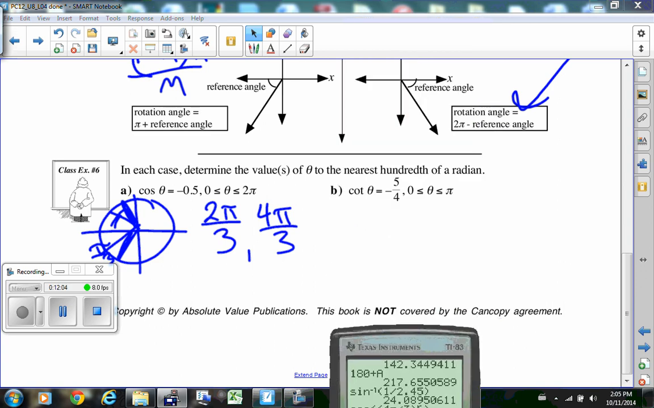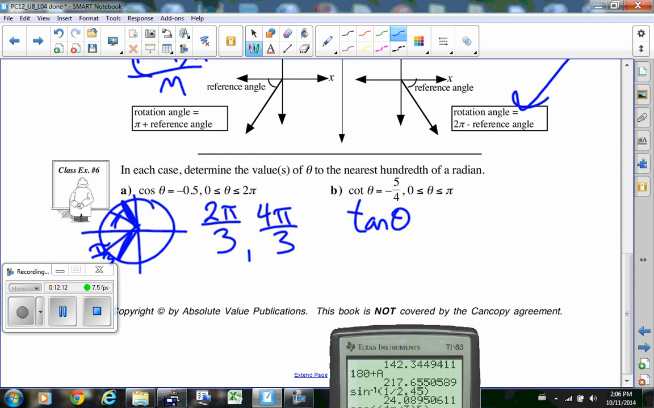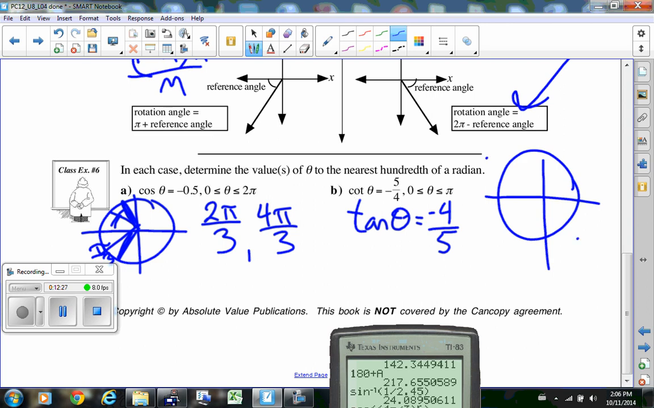Cotan of theta equals negative 5/4. I say that's a silly question to ask. What I really want to ask is tan theta equals negative 4/5. This one's not one of my unit circle questions. Now, tan will be negative here and here. So if I were to draw that, it's going to look something like this.